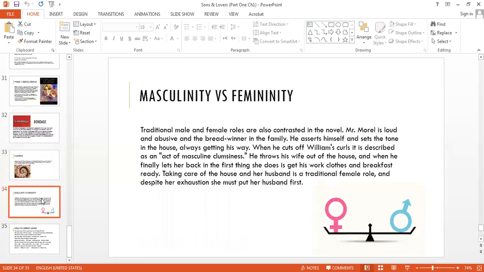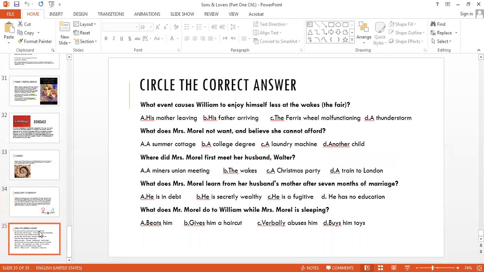Masculinity and femininity, this is a very important theme, that they exchange roles, that the father here is not the leading figure in his family, the woman is. The sons think highly of their father, and she thinks that, for example, the father is clumsy. He's not masculine, he's clumsy. That's why he cuts the curls of William.